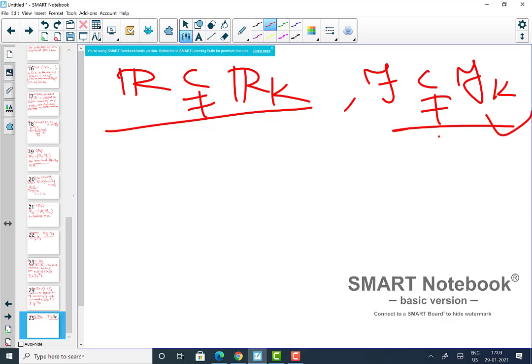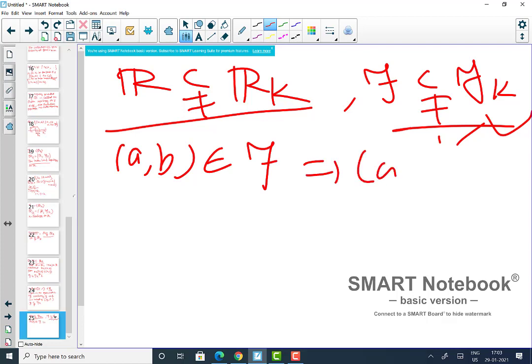So this topology τ_K is finer than τ. That is what I want to prove, and that part is obvious, because every open set in τ is also inside τ_K. So this is not the problem. One part is obvious.